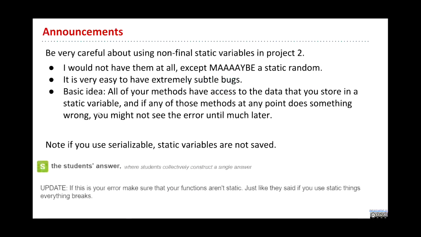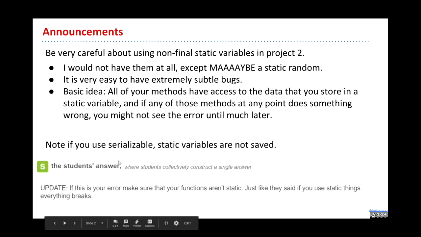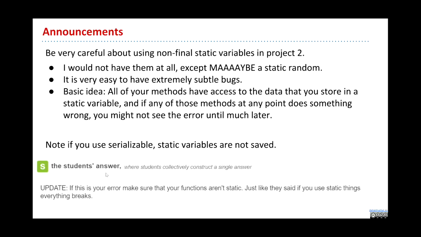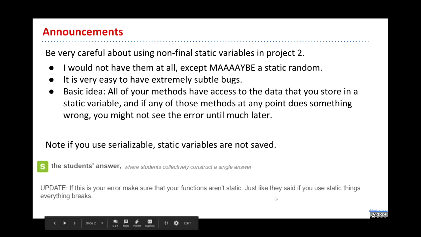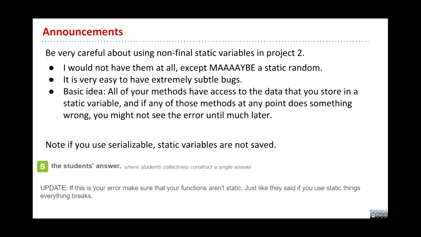And lastly, be really careful about non-final static variables. There was a post on Piazza, which we all found somewhat amusing, where someone had a problem, and then they had their own update to their own problem, which said, if this is your error, make sure your functions aren't static. I think they meant variables, by the way. But anyway, they said if you use static things, everything breaks. So I would basically not have static variables at all, except maybe a static Random, because it's very easy to have subtle bugs, because you have all this different code that can manipulate one piece of data that every function can look at and touch, and if you make any mistakes anywhere, you'll run into trouble.